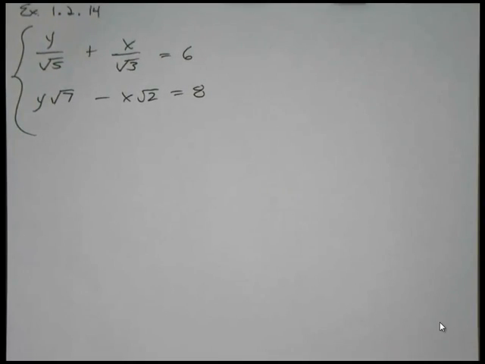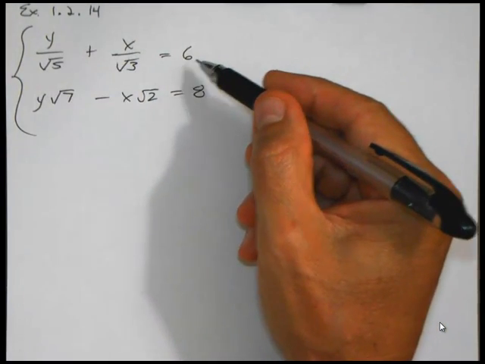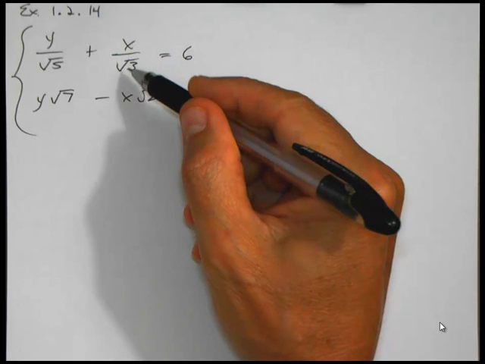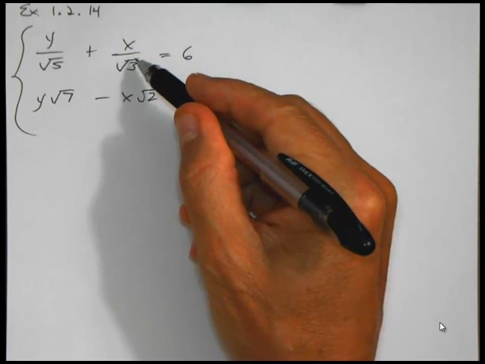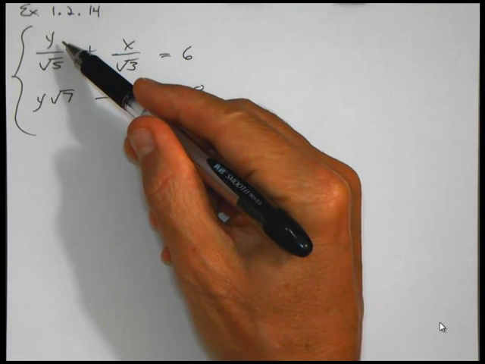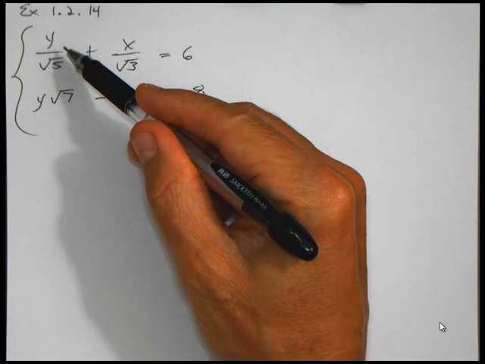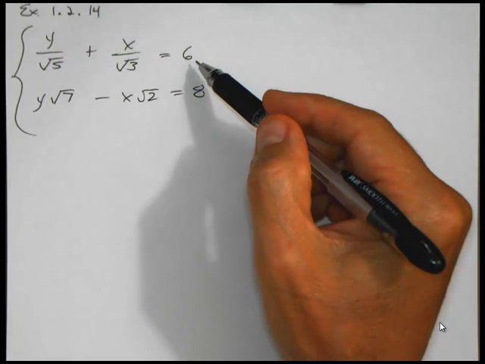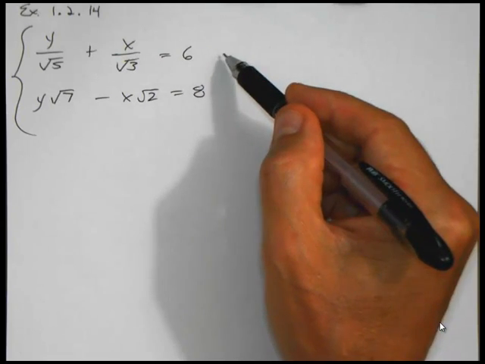Exercise 14. Let's look this over. This first equation, we have x divided by the square root of 3. That's still a constant multiple of x. This term has y divided by the square root of 5, which is still a constant multiple of y. And there's a constant here. So this first equation is actually linear.